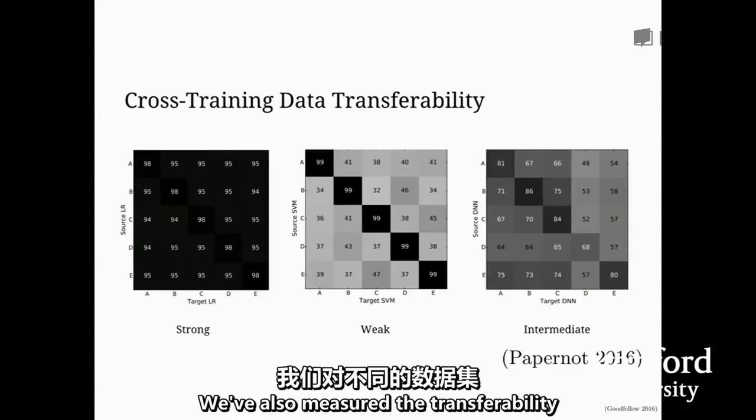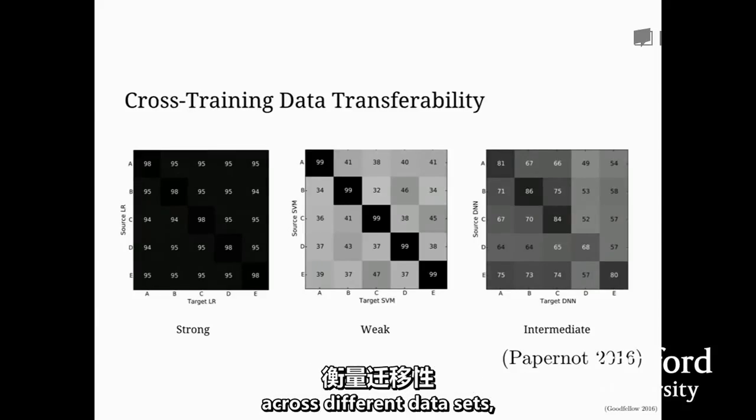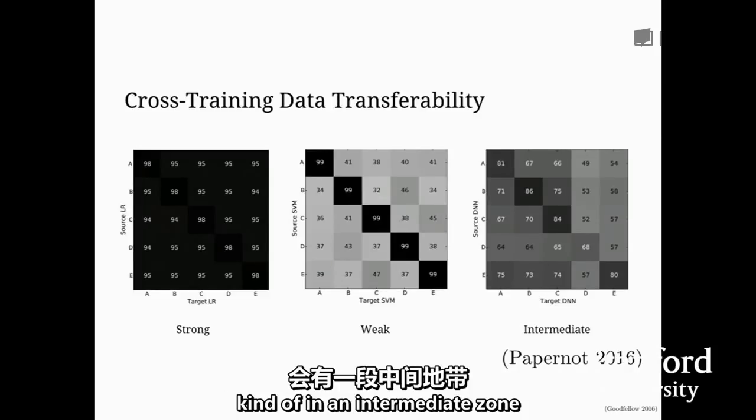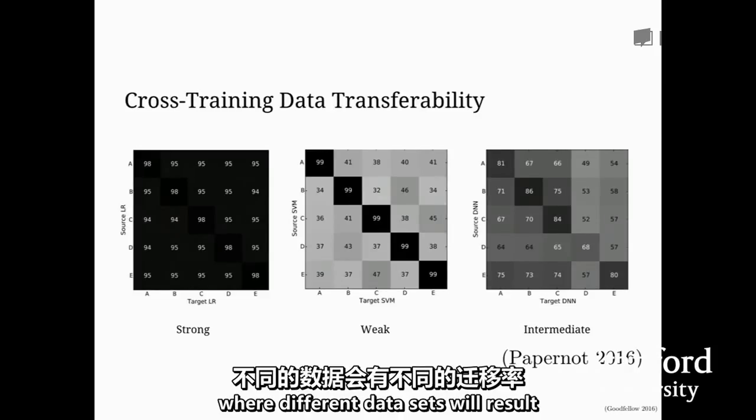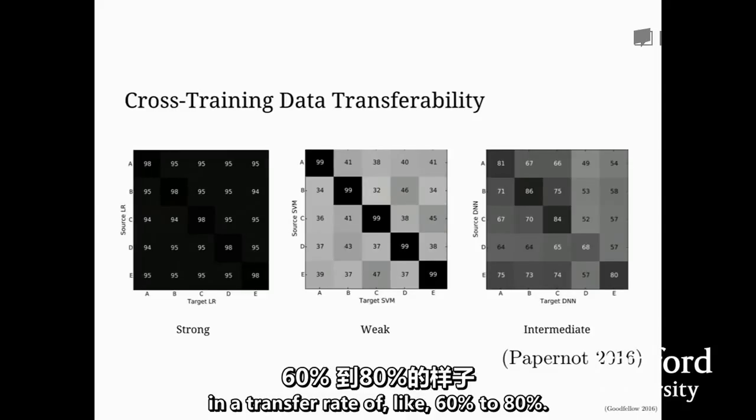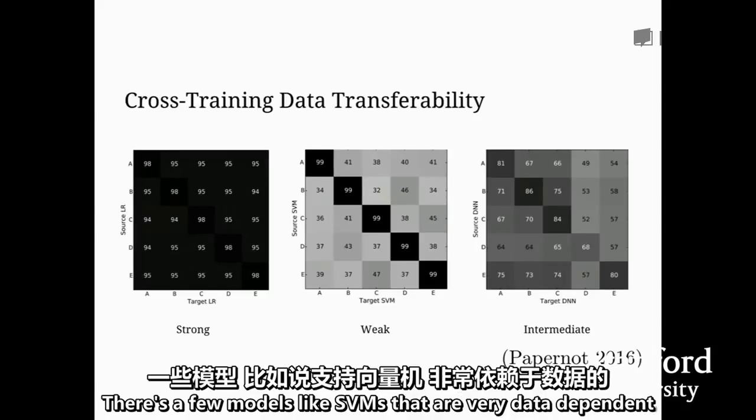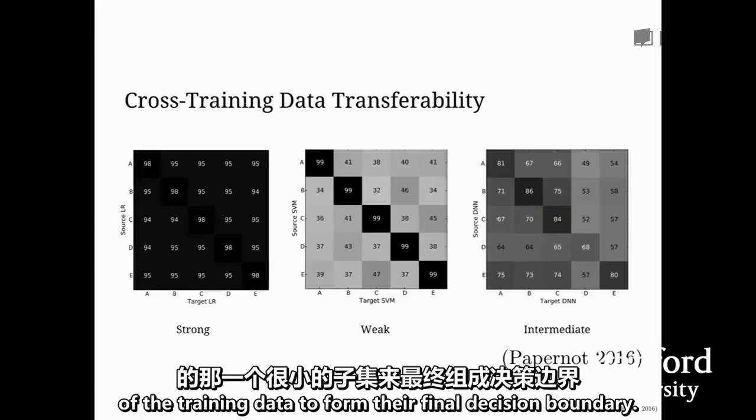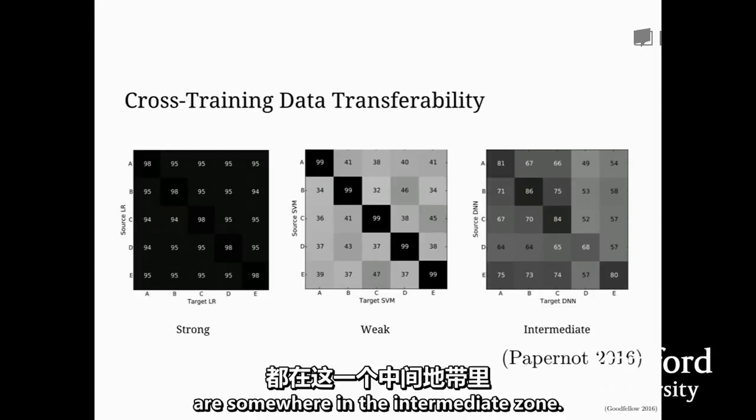We've also measured the transferability across different data sets. And for most models, we find that they're kind of in an intermediate zone where different data sets will result in a transfer rate of like 60 to 80%. There's a few models like SVMs that are very data dependent because SVMs end up focusing on a very small subset of the training data to form their final decision boundary. But most models that we care about are somewhere in the intermediate zone.